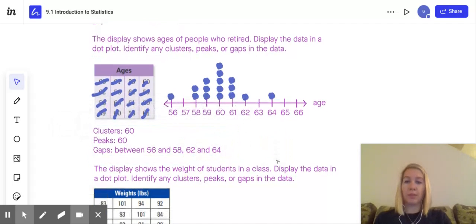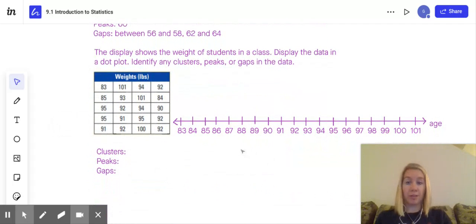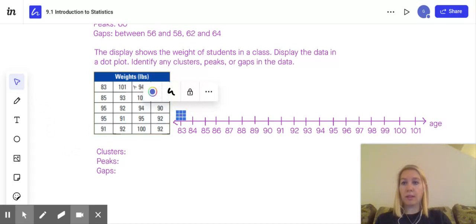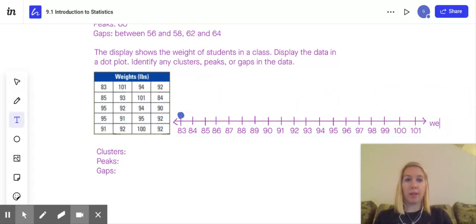So we're going to go over one more together. I encourage you to pause the video and see if you can complete this one on your own, and then I'll go over here. So it says the display shows the weight of students in a class. Display the data in a dot plot. Identify any clusters, peaks, or gaps in the data. Okay, so here we go. Let's go ahead and use our dot plot here. So 83 is the first weight. Oh, and I should relabel this. This is not ages, it's weight. And it's in pounds. LBS stands for pounds.